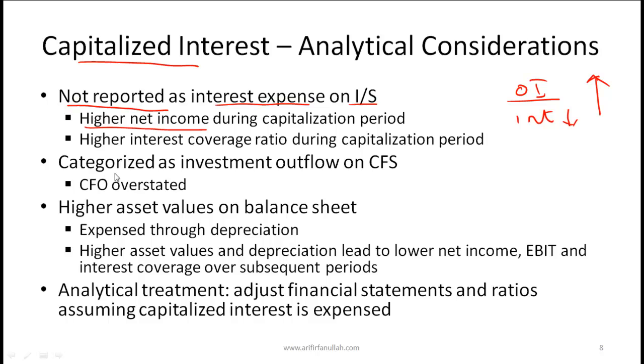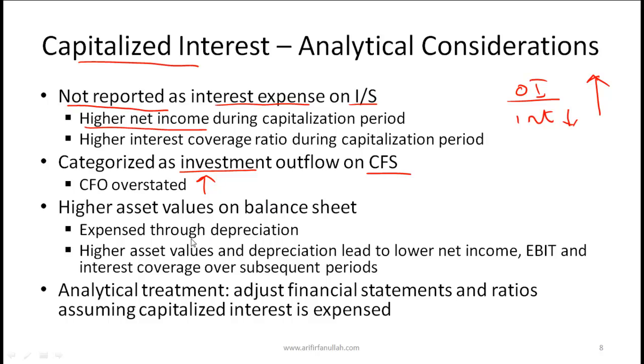Capitalized interest is categorized as an investment outflow on the cash flow statement. Since capitalized interest is categorized as an investment, therefore the cash flow from operations will be overstated. So typically interest is shown as an operating expense, which it is under US GAAP and could be shown as an operating expense under IFRS, but capitalized interest is then shown as an investment outflow and it's not shown under operating outflows. Hence CFO or cash flow from operations will be overstated.